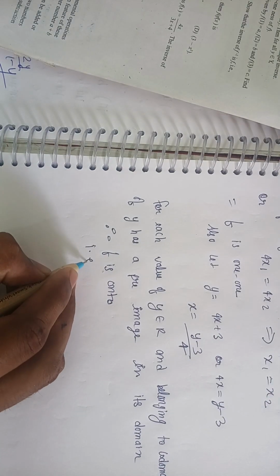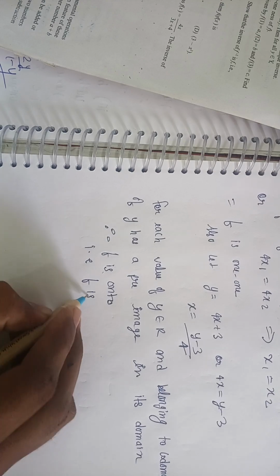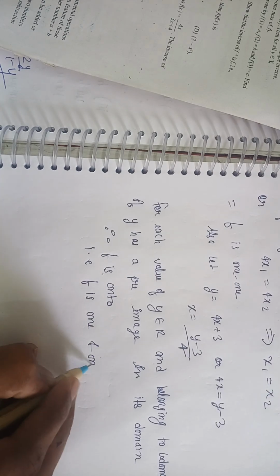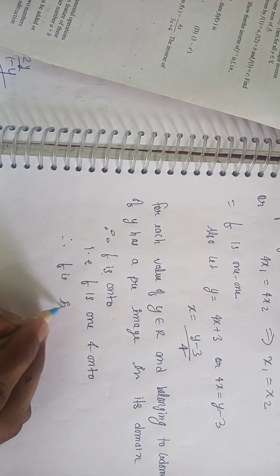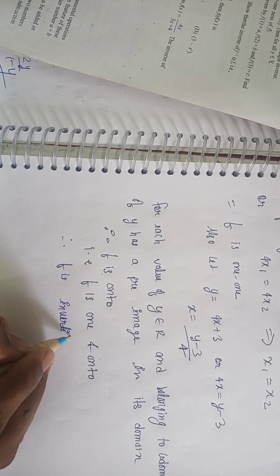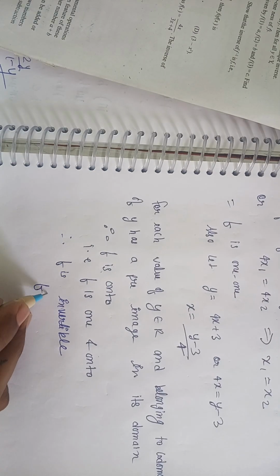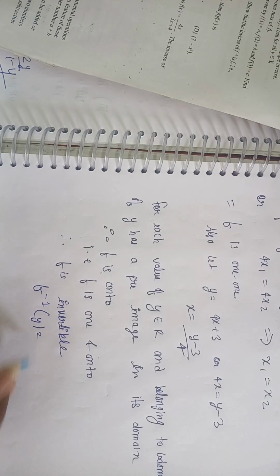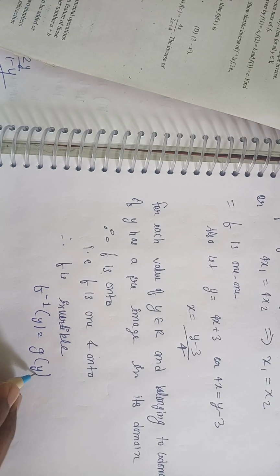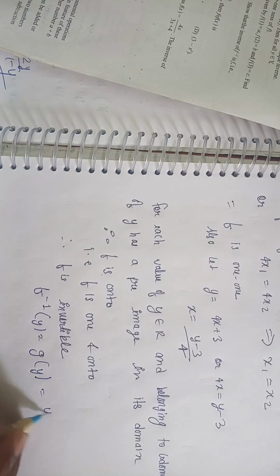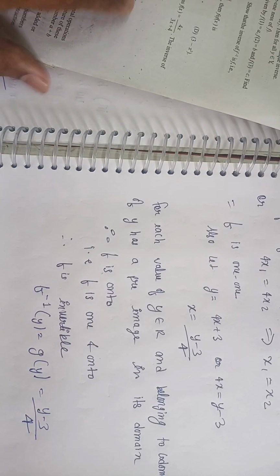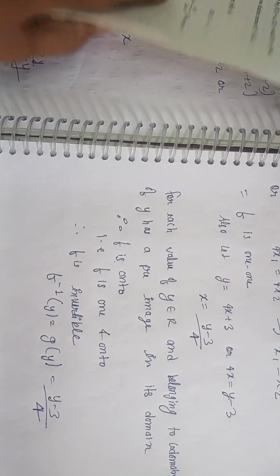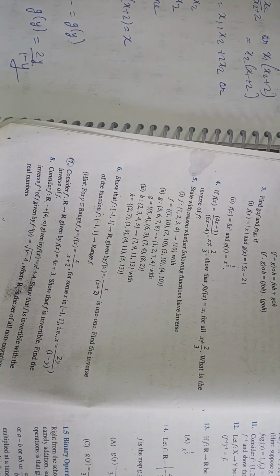That is, f is one-one and onto. Therefore, f is invertible. f inverse of y is equal to g(y), where g(y) = (y minus 3) upon 4. Here our question number 7 is completed. Now we are going to move on to question number 8.